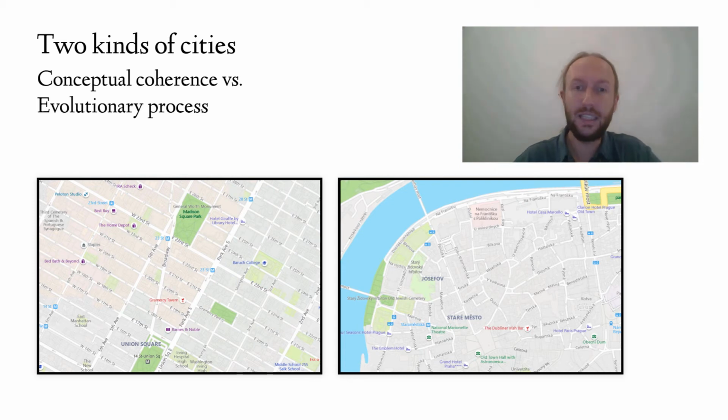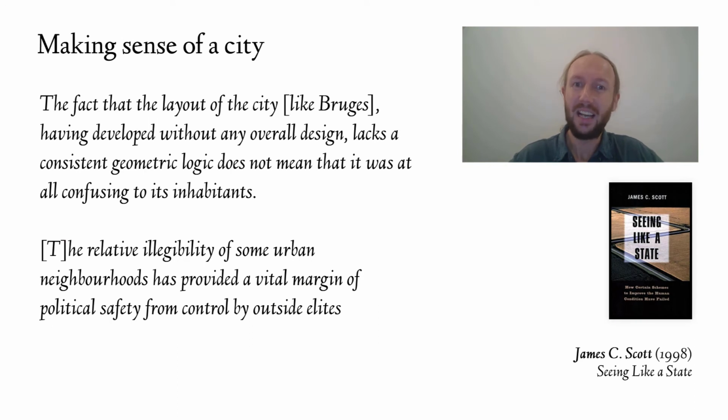Does this mean that making sense of Prague is impossible? Here I'm going to refer to James Scott's Seeing Like a State, and Scott points out that the fact that the layout of a city, like Bruges, having developed without any overall design, lacks a consistent geometric logic, does not mean that it was at all confusing to its inhabitants. So Scott is looking at the design of cities and urban planning as well, and he points out that you don't really need that sort of consistency and coherency to make sense of a city.